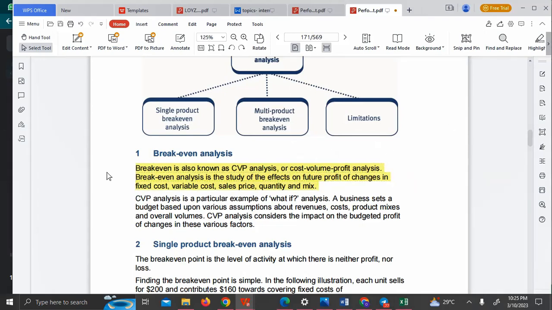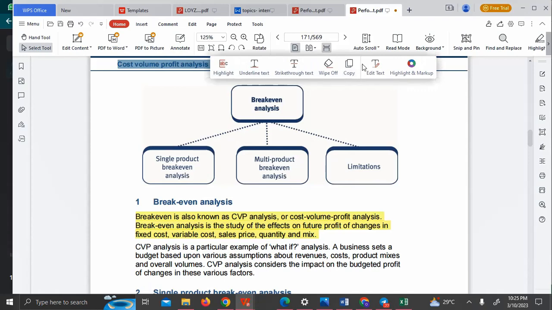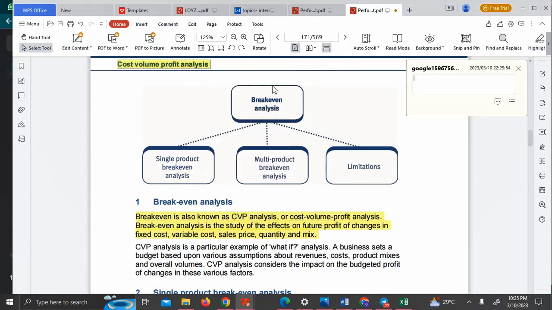It's fine. So what is cost volume profit analysis? Let's start from here. Cost volume profit analysis is a composition of three accounting words. We have cost, we have volume, and we have profit.